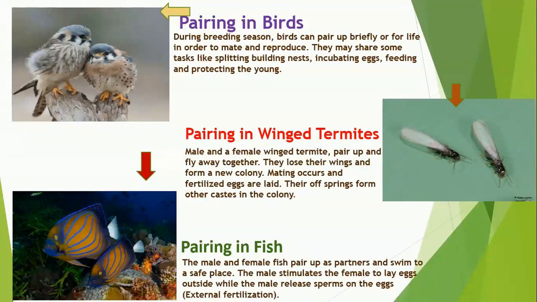Pairing can also occur in fish. The male and the female fish pair up as partners and swim to a safe place. Now, the female lays eggs outside, while the male releases sperm cells on the eggs. And this kind of fertilization that takes place is called external fertilization. It also occurs in toads.